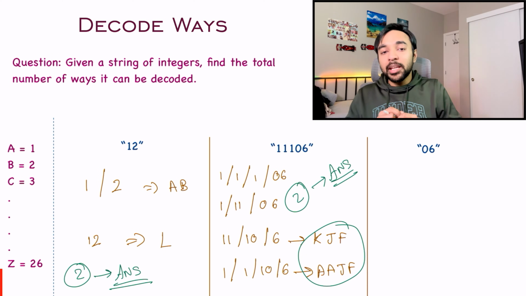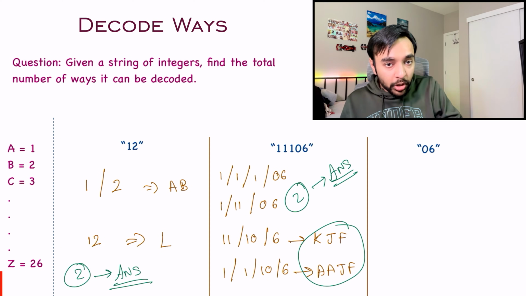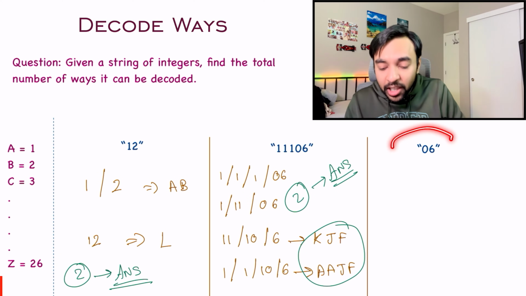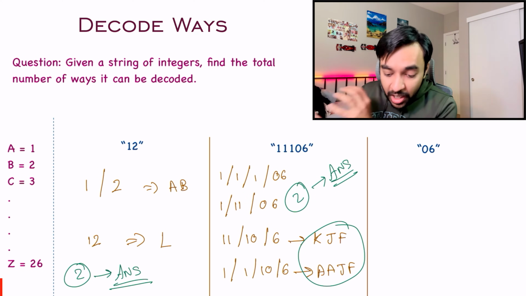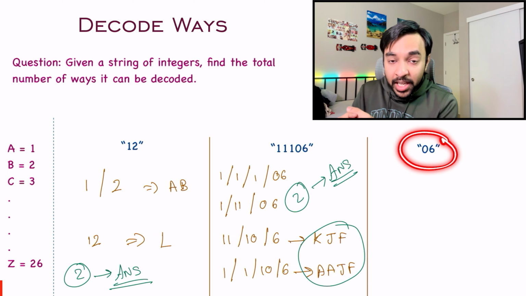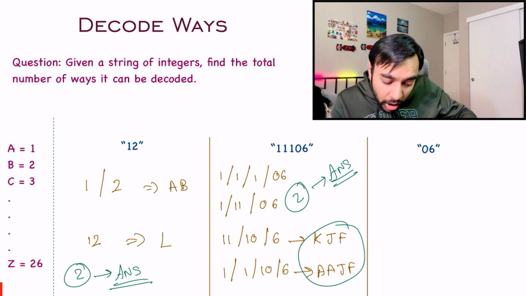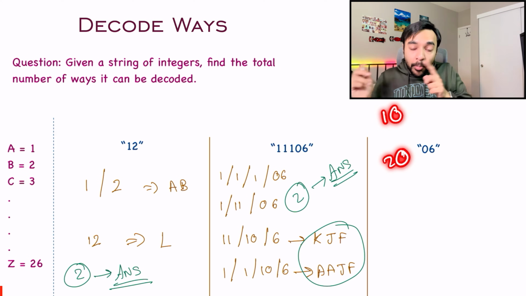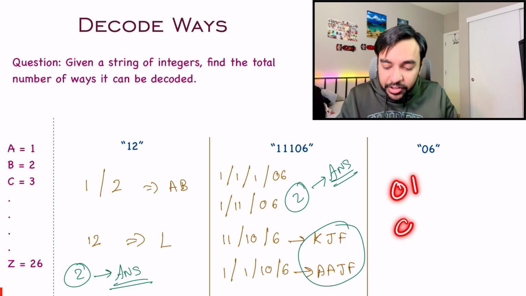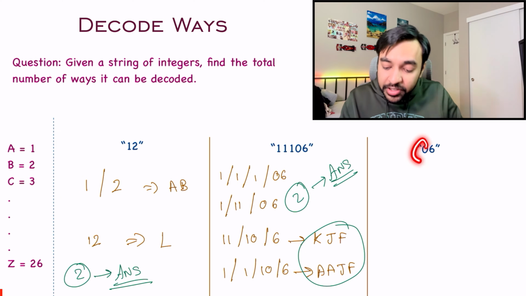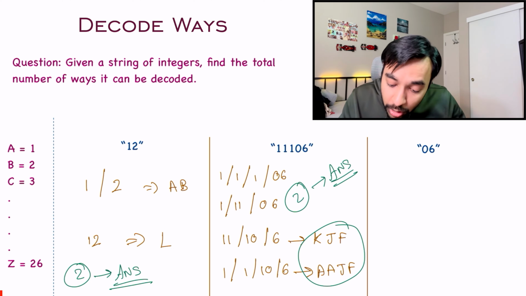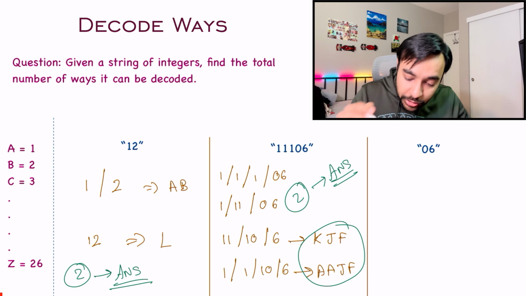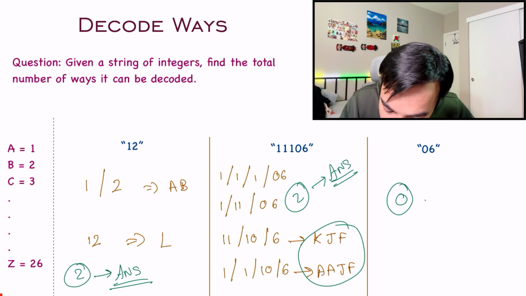This bit is very important: when you're trying to decode, you can never have a 0 in the beginning. And that is exactly what the third test case tries to rely upon. You are given a string that is 0, 6. Now 0, 6 does not map to any of these numbers. Yes, you can have a 10, you can have a 20, but you cannot have a 0, 1 and a 0, 2 because the single digit 0 does not map to anything. So this test case is actually invalid. This string cannot be decoded. So for this particular test case, 0 will be your answer.